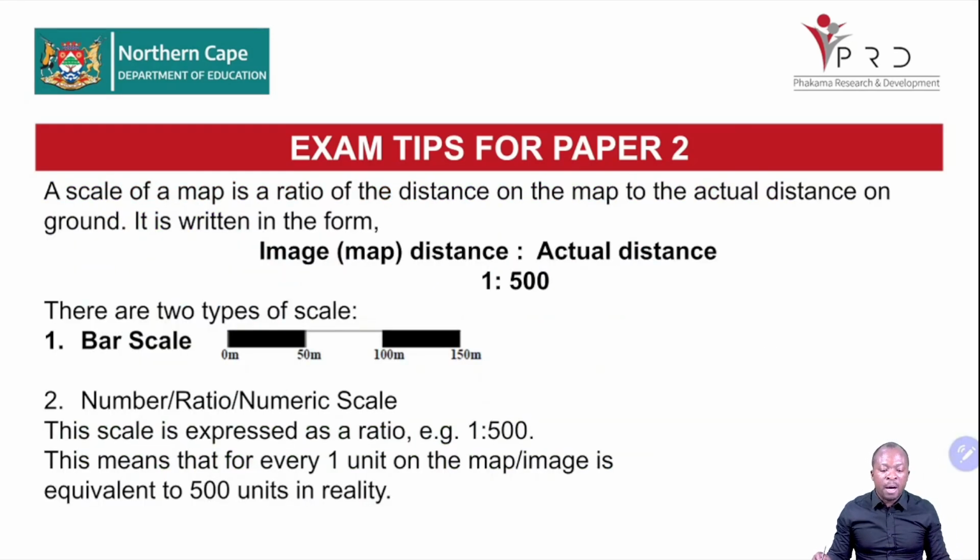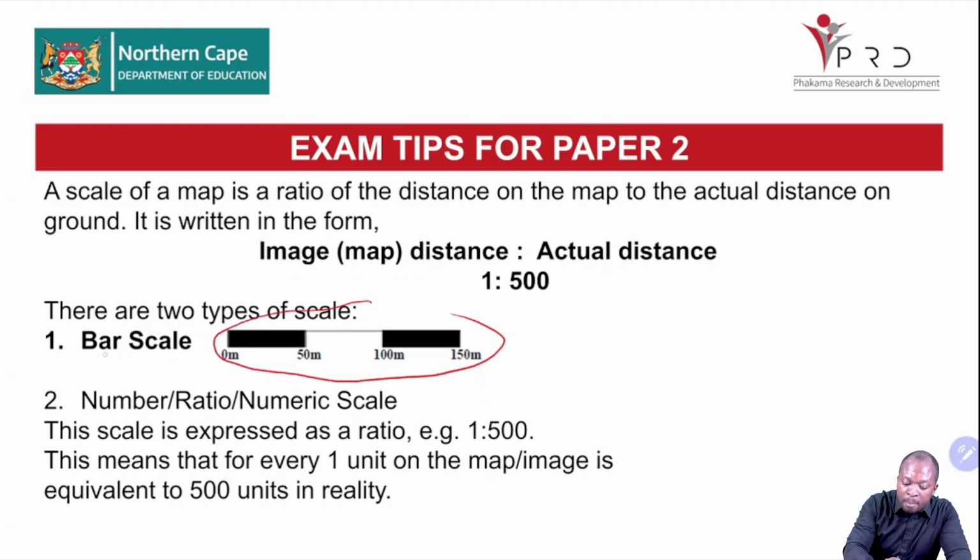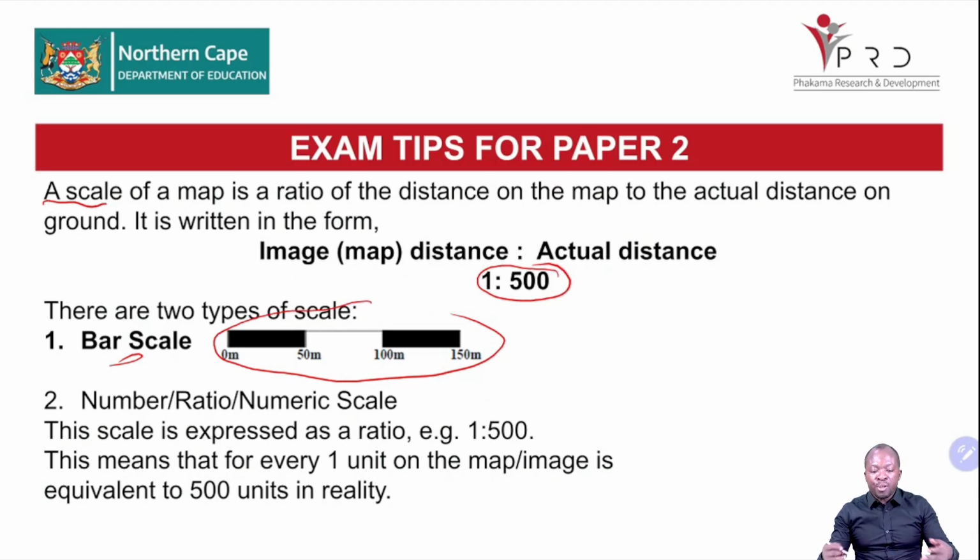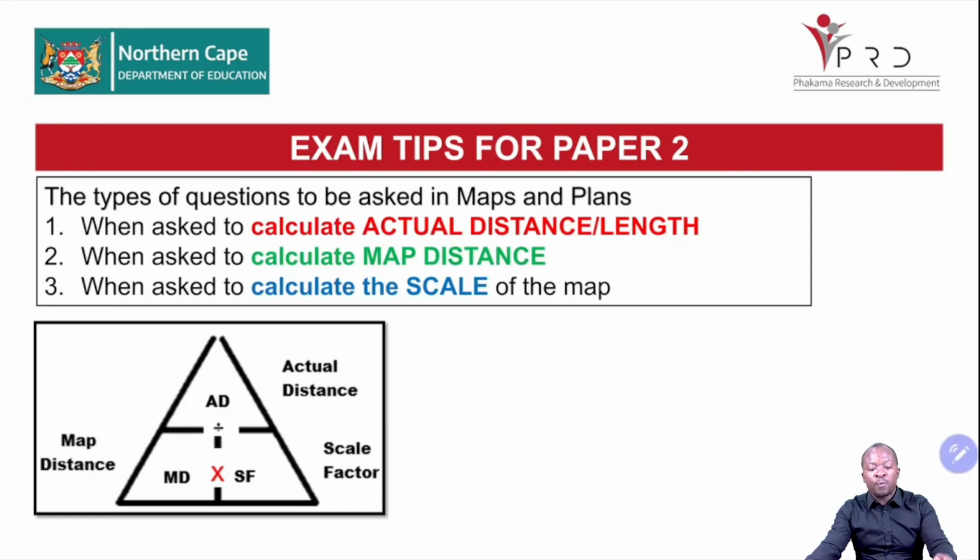So now let's talk of our maps and plans for paper 2. When they give you something like this, this is what you call a bar scale. This one is what you call a number scale. Are we good? So whenever they ask you to explain the term scale, what's a scale? You should say a scale of a map is a ratio of the distance on the map to the actual distance on the ground. Okay, so that relationship between what is on the map to what is in reality is what we call a scale. And like I'm saying, in our Matlet, we use number scale and bar scale. So don't forget about that.